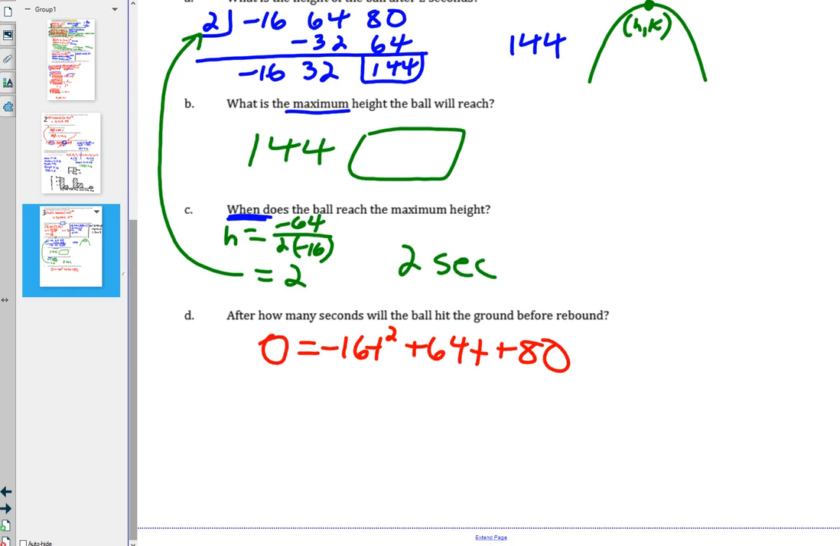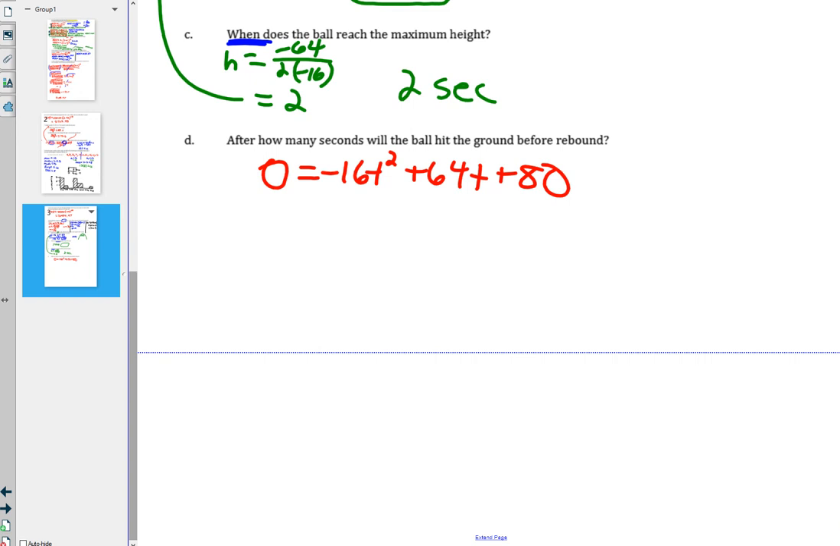I remember saying how Ann likes to factor these. Most of you might like the quadratic formula. I will provide you with a reference sheet that has the quadratic formula on it if you want to use it. A would be negative 16, B would be 64, and C would be 80. But if you can factor, you might want to factor.